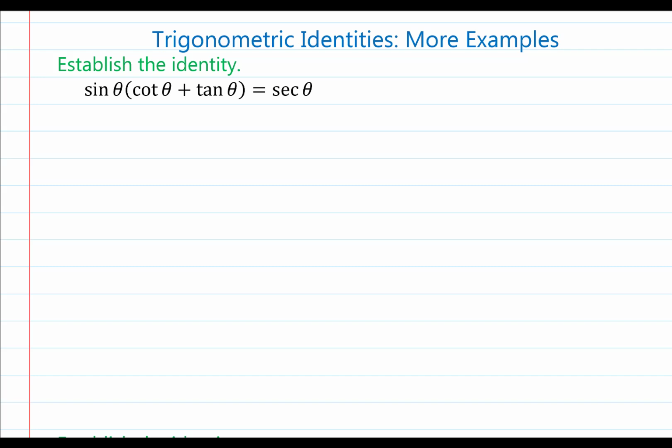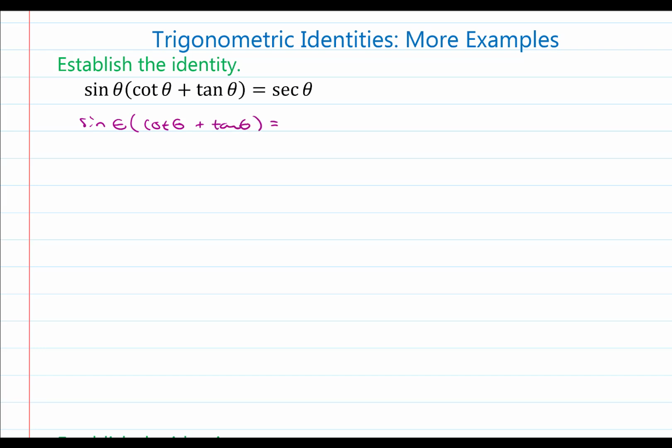So the first one we are given is sine of angle theta times the expression cotangent of angle theta plus tangent of angle theta, and this is equal to secant of angle theta. Now the left side is more complicated than the right, so we're going to start with that side. We have sine of angle theta times the expression cotangent of angle theta plus tangent of angle theta.